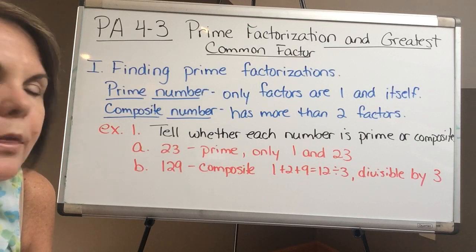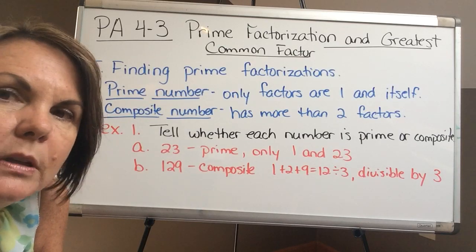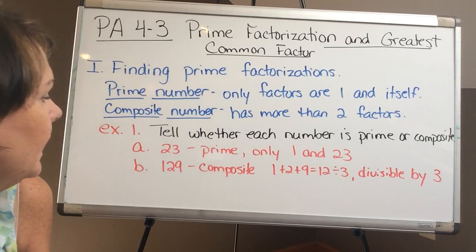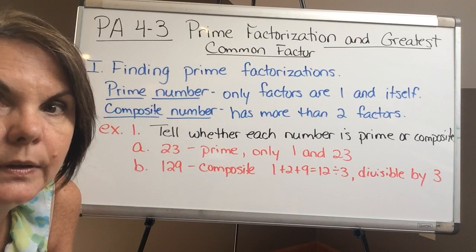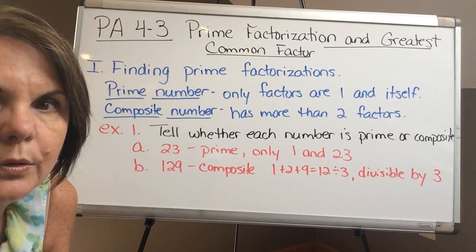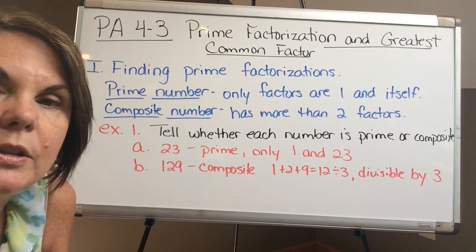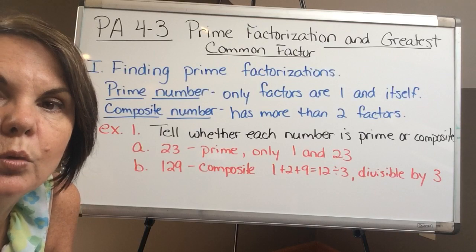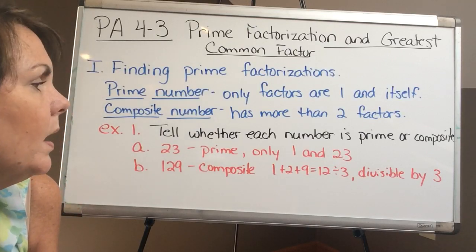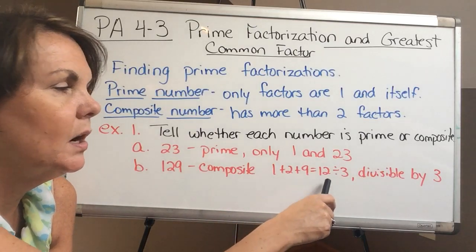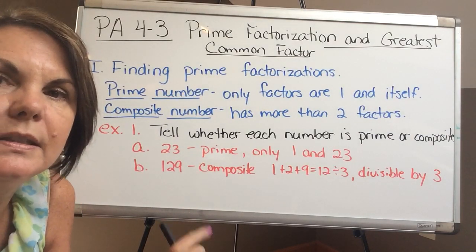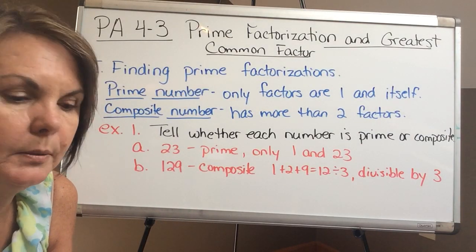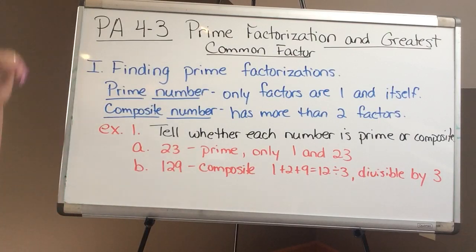Well, the number 23 is prime. Its only factors are 1 and 23. However, 129, well, it's not even. It doesn't end in a 5 or a 0. So then I'm going to go to my divisibility rules for 3. Well, 1 plus 2 is 3, plus 9 is 12. And 12 is divisible by 3. Therefore, this number is a composite number. 3 is a factor.